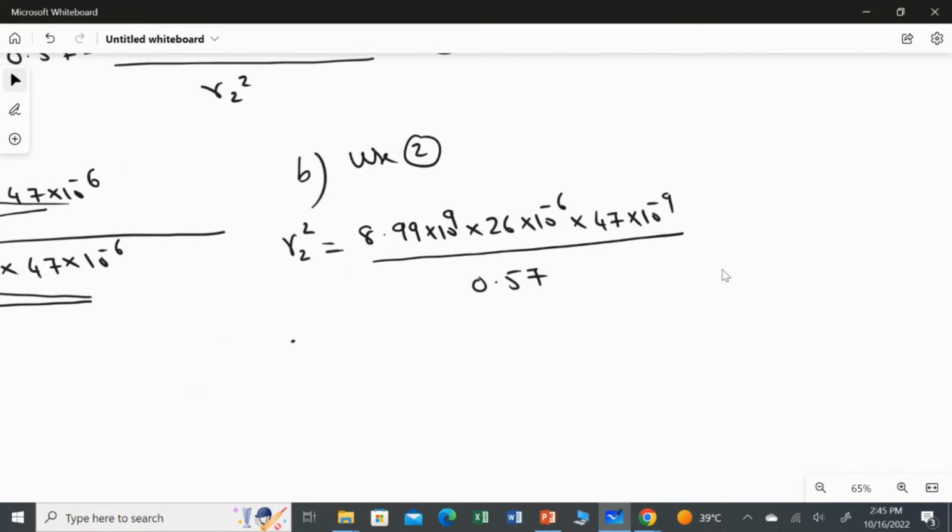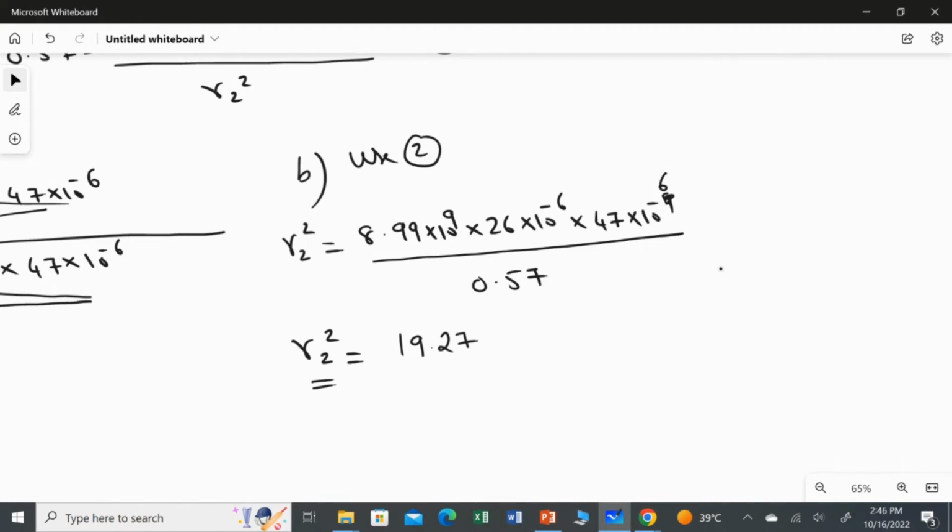What is the value of R2 square? Take your calculator, find the value: 8.99, 10 to the power of 9, multiply by 26, 10 to the power of minus 6, multiply by 47, 10 to the power of minus 6, divided by 0.57. So the answer here I got as 19.27. Actually, this is not 9 because it's a micro. Am I right? So the answer I got is 19.27. So we have to find the new separation value.